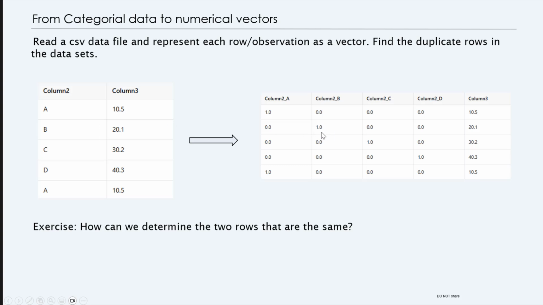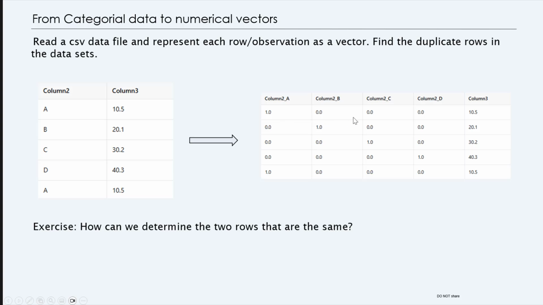If an observation has a B in it, we have a 1 here. This one has C here, this one has D here. So depending on the number of categories, we have to create new columns, and now we have data vectors. Now, how can we determine if two rows are the same?